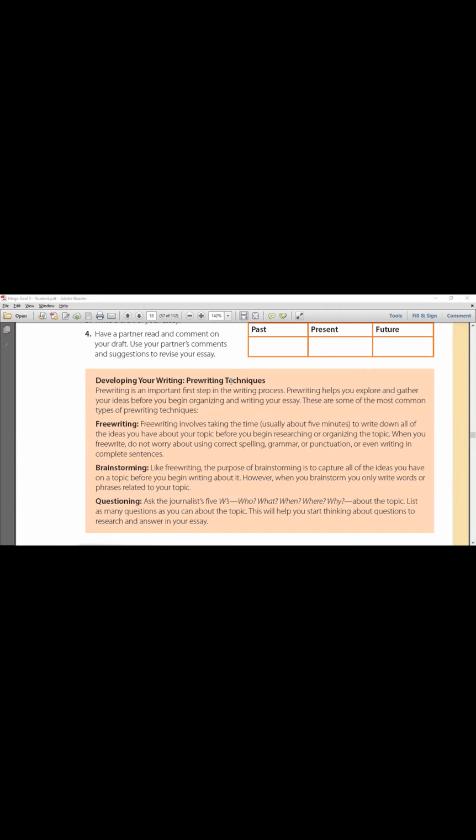Developing your writing, prewriting techniques. Prewriting is an important first step in the writing process. Prewriting helps you explore and gather your ideas before you begin organizing. Prewriting is when you have an empty piece of paper and then you write everything that comes to your mind. Maybe you draw a big circle that has the topic in it and then write everything that comes to your mind.